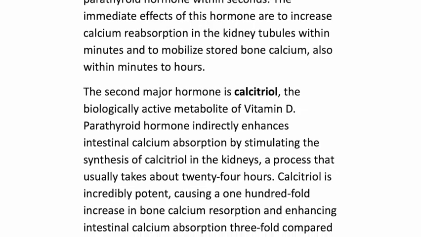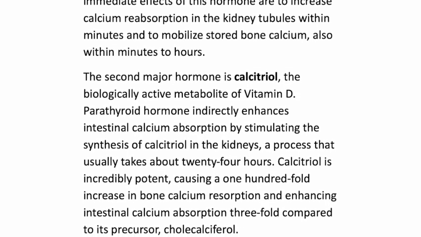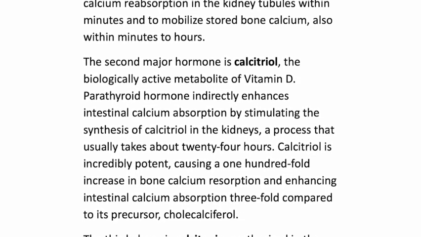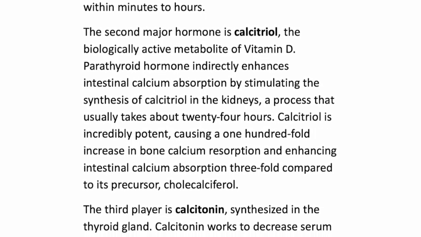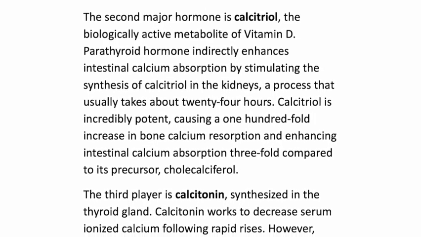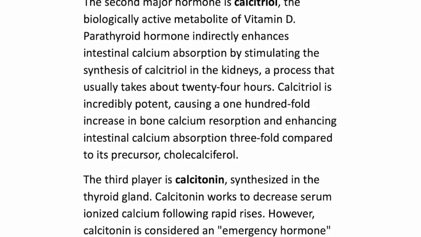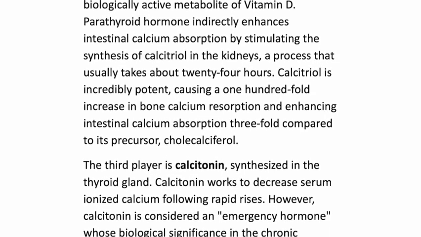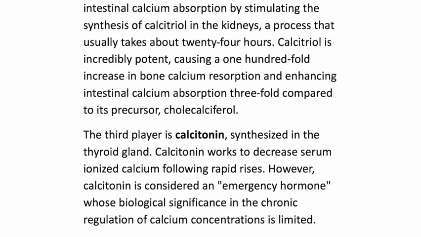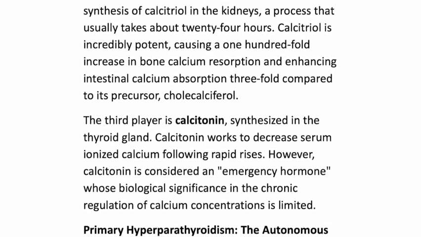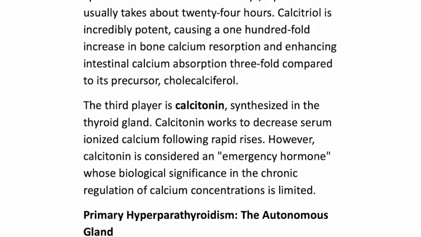The second major hormone is calcitriol, the biologically active metabolite of vitamin D. Parathyroid hormone indirectly enhances intestinal calcium absorption by stimulating the synthesis of calcitriol in the kidneys, a process that usually takes about 24 hours. Calcitriol is incredibly potent, causing a 100-fold increase in bone calcium resorption and enhancing intestinal calcium absorption threefold compared to its precursor, cholecalciferol.